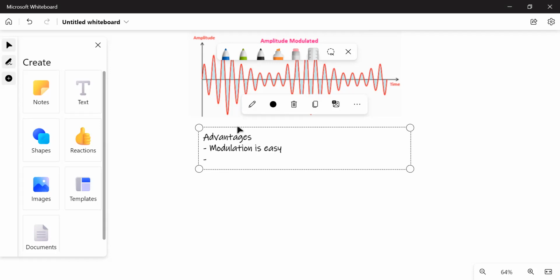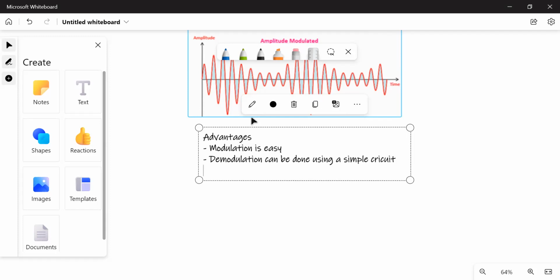Now, the next one is, this is called modulation, which means we combine the signal. When you want to separate the signal, we call it demodulation. So this is also easy. Modulation and demodulation both are easy. So we can say demodulation can be done using a simple circuit.